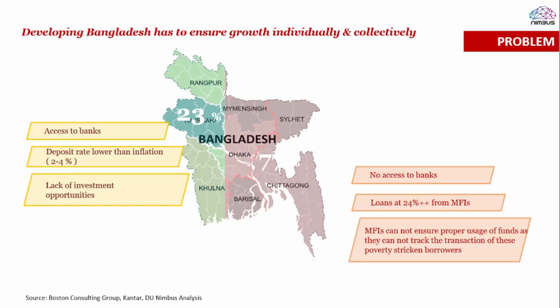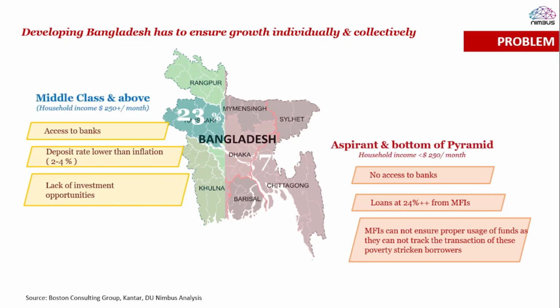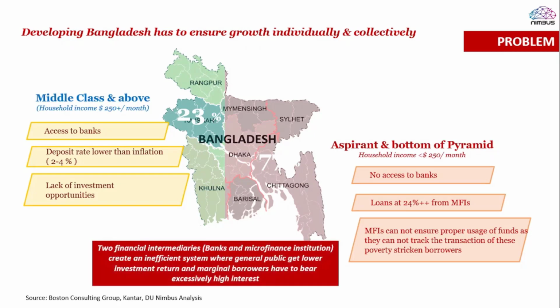Even with the improvement of our country's financial situation, the living standards of the poor and the middle class are not improving, and many are often exploited. MFIs cannot ensure proper usage of funds, as they cannot track the transactions of these poverty-stricken borrowers, and they also lack proper banking. As the banks cannot provide financial services to the poor, the MFIs came up with such service in small amounts but at a high rate of interest. The higher rate of interest is due to operational cost involved in the process.